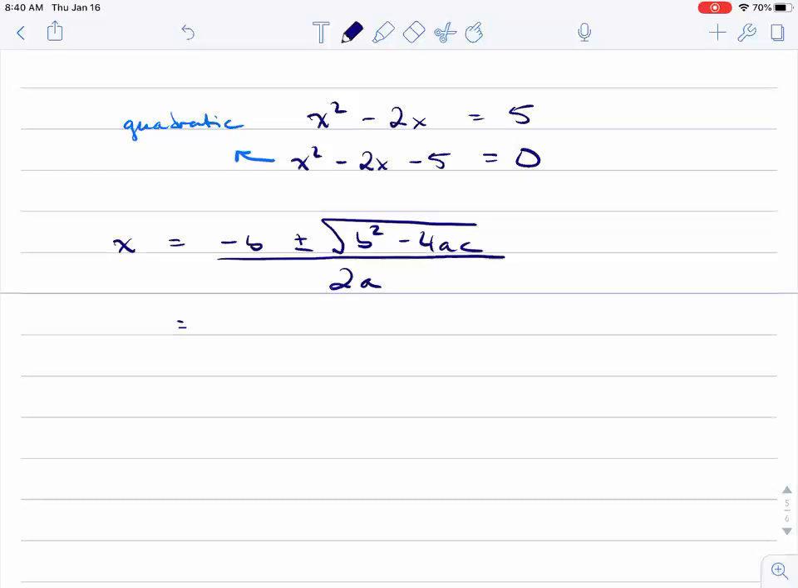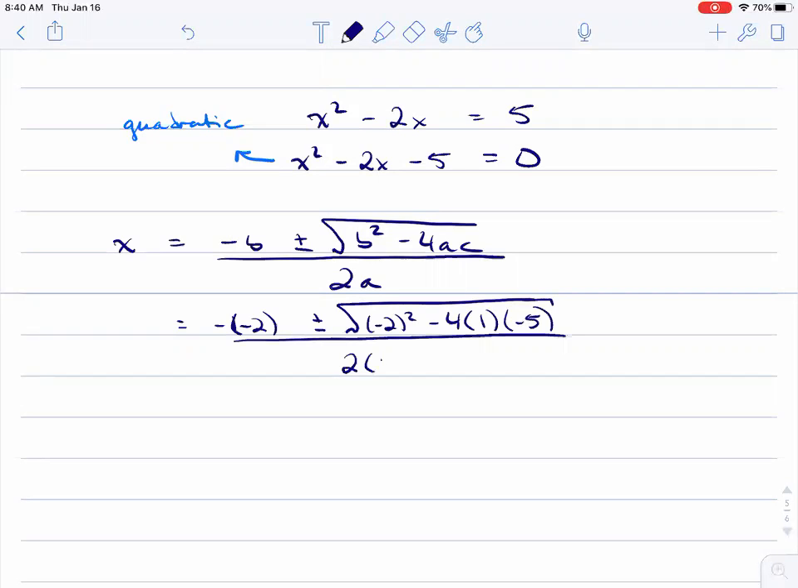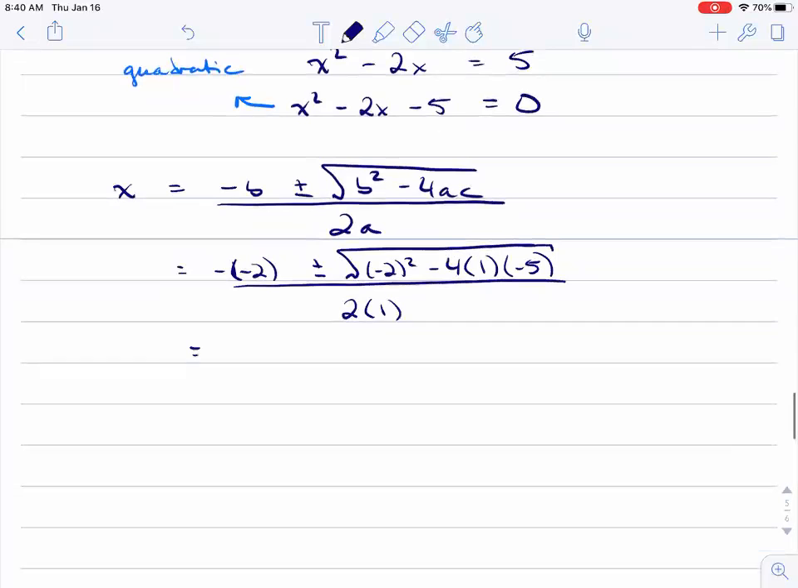So we've got negative b, and b is negative 2. So negative negative 2, plus minus the square root of negative 2 squared minus 4 times a, which is 1, and c, which is negative 5, over 2 times a, which is 1. So I get 2 plus minus the square root of 4 plus 20 over 2.